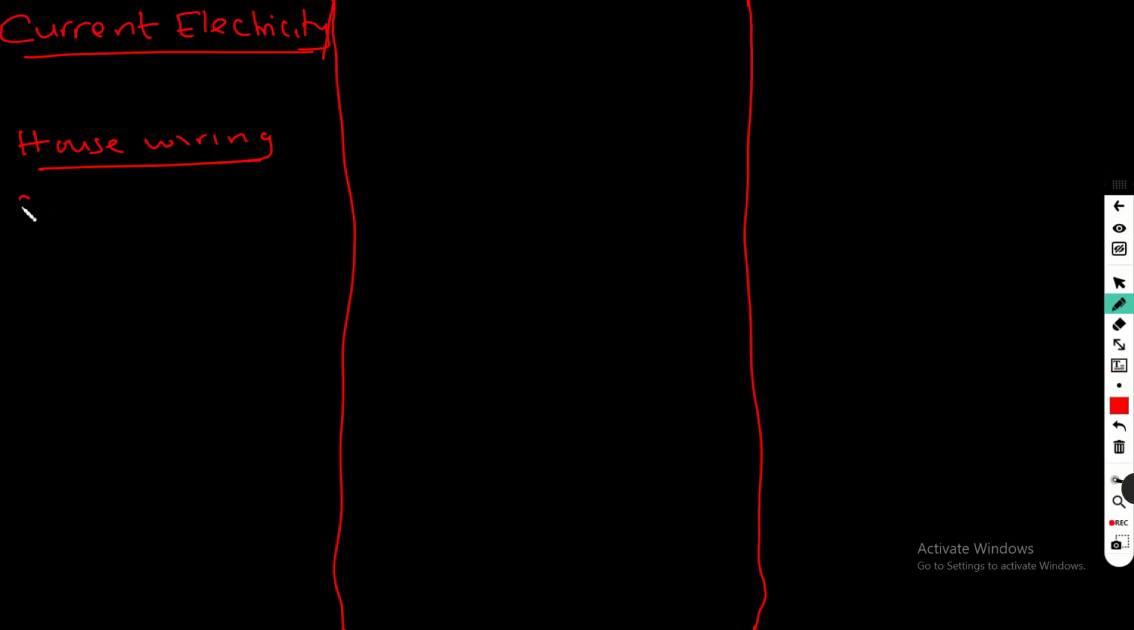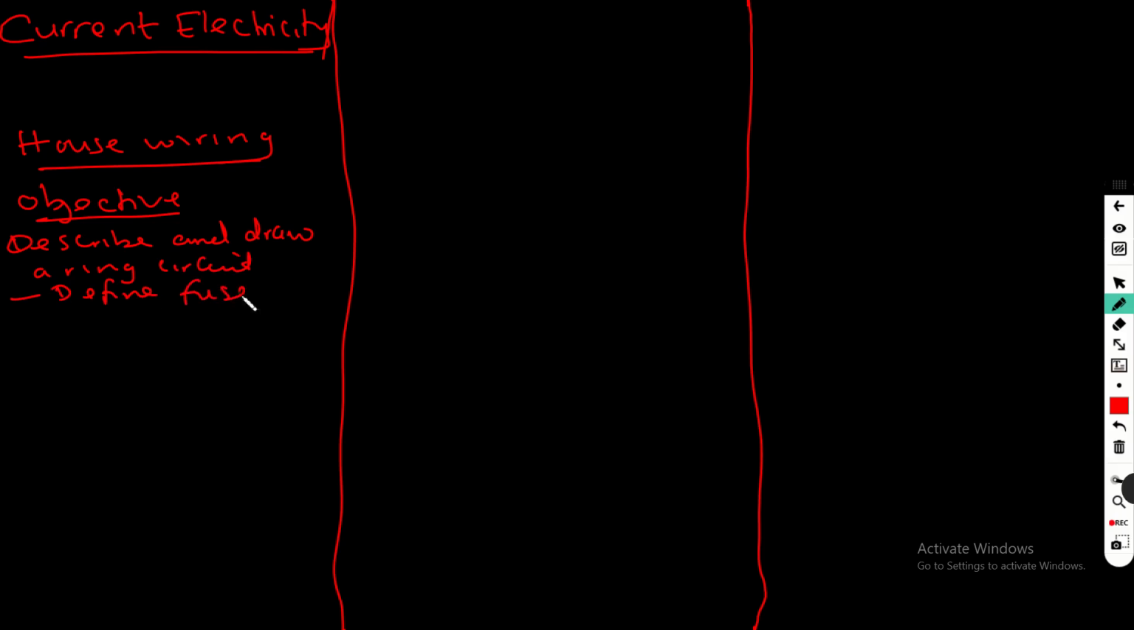So what's our objective of this lesson? At the end of the day you should be able to describe and draw a ring circuit. We should define a fuse. Be able to differentiate between fuse and circuit breakers.